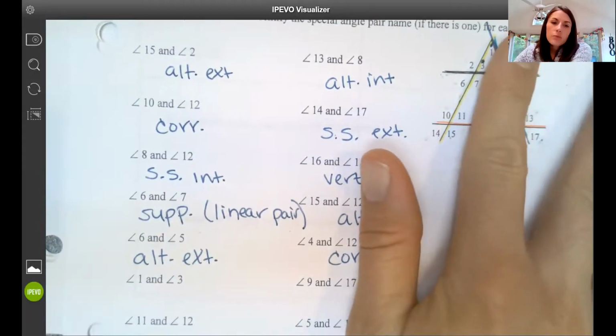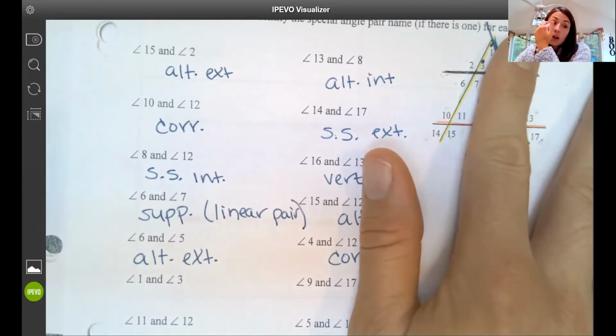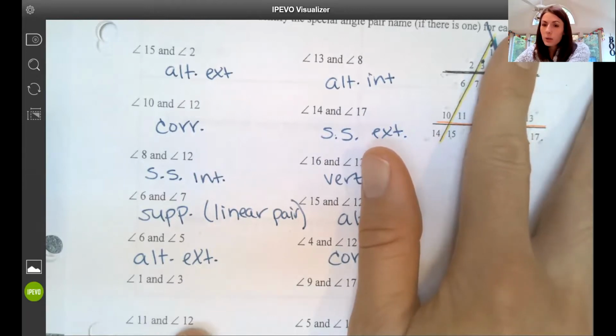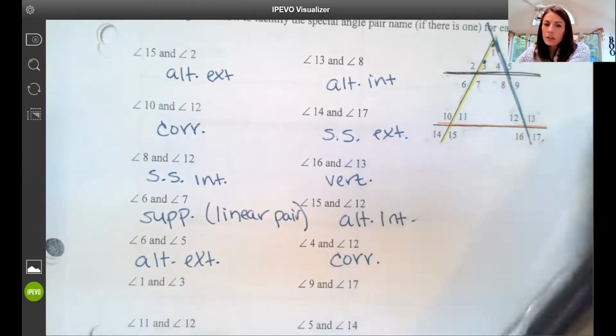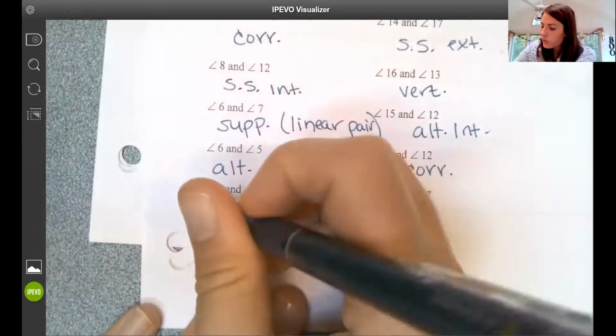What would that be? They're not creating a line themselves, so we can't call them supplementary right now. They're on the same side of the yellow line, and they're inside the blue and the black line. That one's a hard one to see, that same side interior.